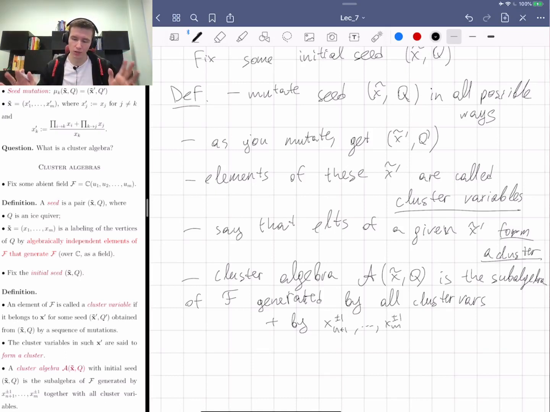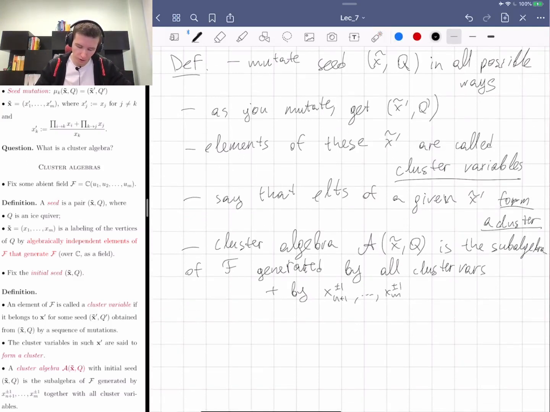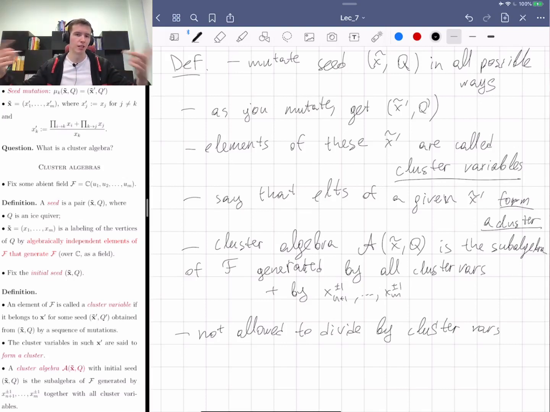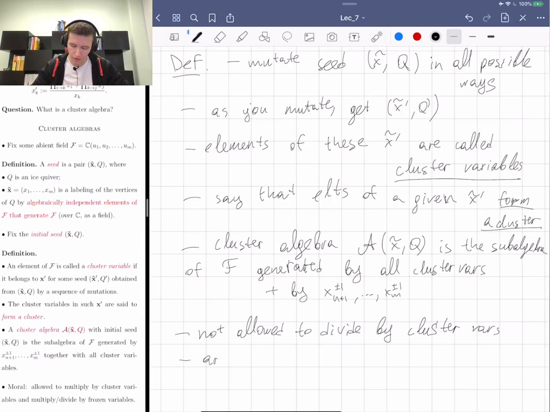Okay, so once again, you start with a seed, mutate it in all possible ways, and then you get some bunch of cluster variables, by just looking at the functions you get by mutating. And then you're allowed to add them together, multiply. So the point is that you're not allowed to divide by cluster variables. But everything else, you can multiply and add things together, multiply them by a complex number, things like that. But you are allowed to divide by frozens.